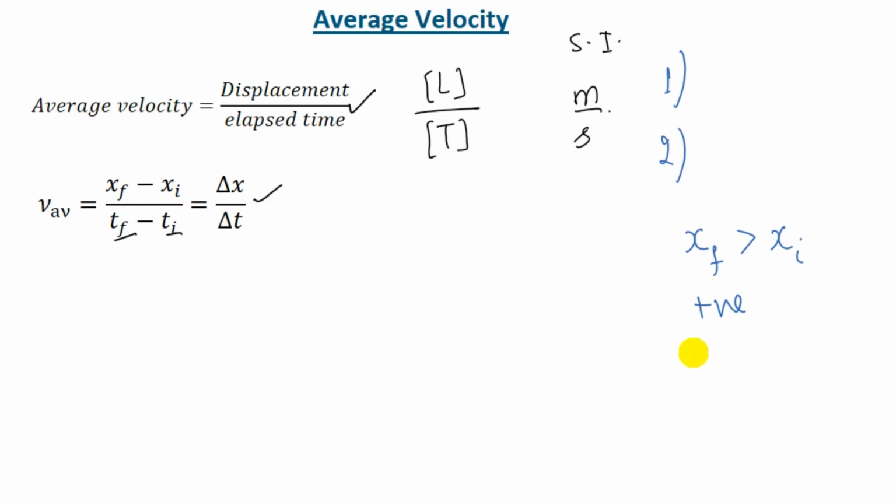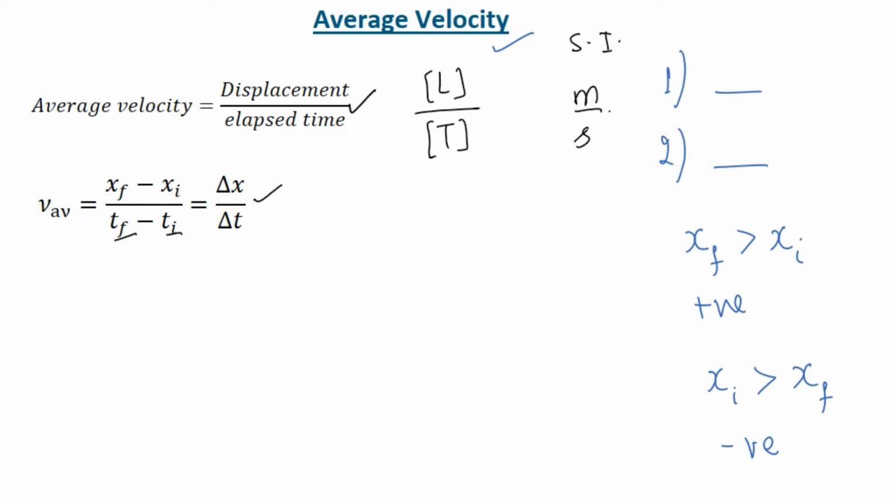Now if the object moves in the negative direction, we can say that xi, the initial position, will be greater than the final position xf, and in this case the average velocity would be negative because the displacement is negative. So the average velocity tells about two things. First, on an average how fast the object is moving. Second, its direction.